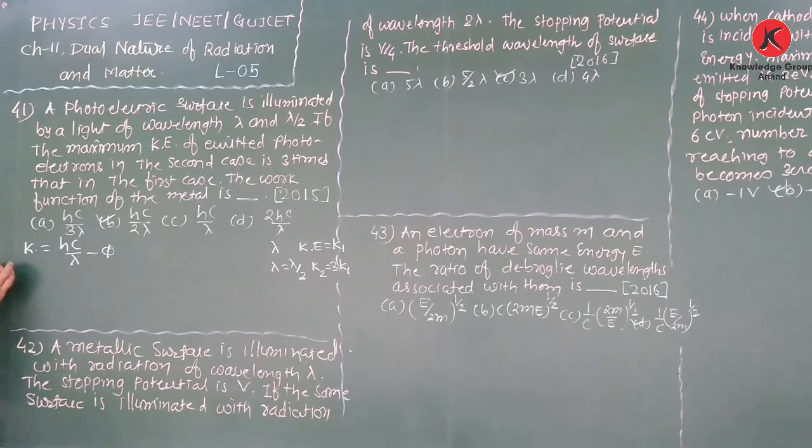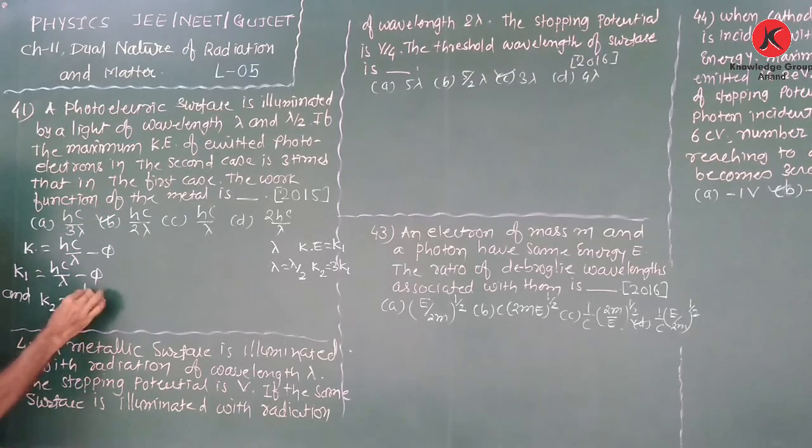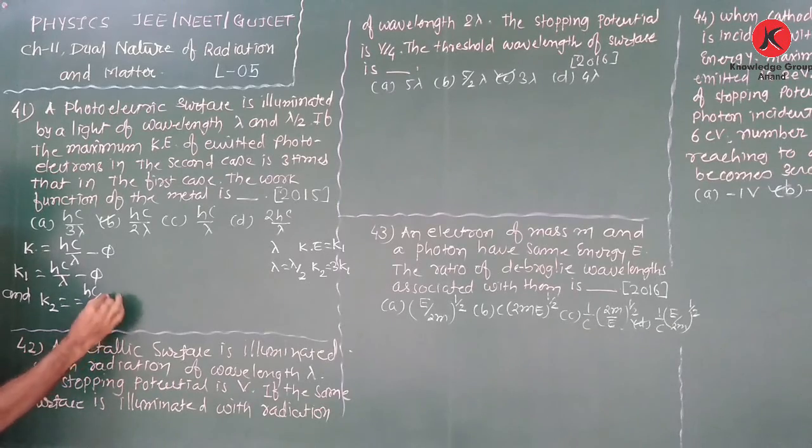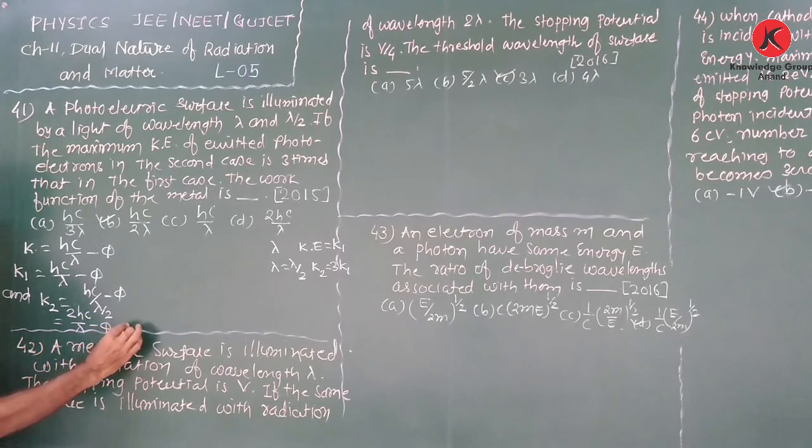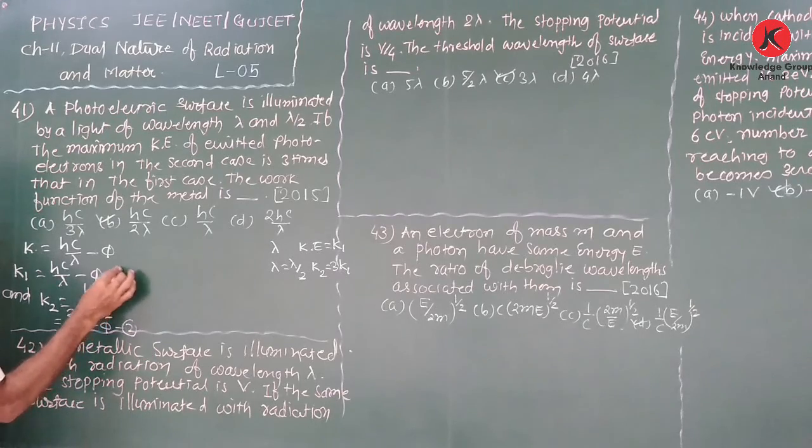So in the first case, K1 is equal to hc upon lambda minus phi. And in the second case, the maximum kinetic energy K2 is equal to hc upon lambda by 2 minus phi. So 2 in the denominator comes into the numerator: 2hc upon lambda minus phi. That is equation 2, and that is equation 1.